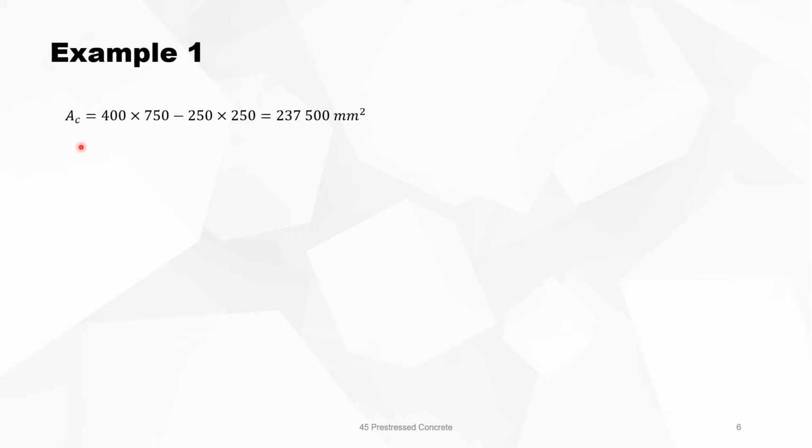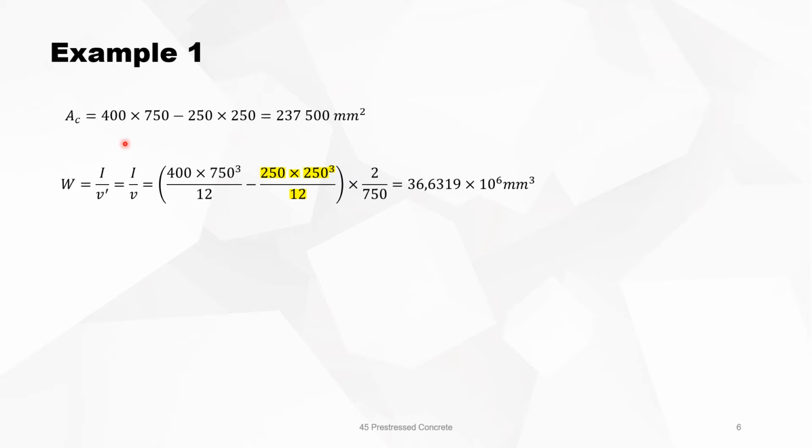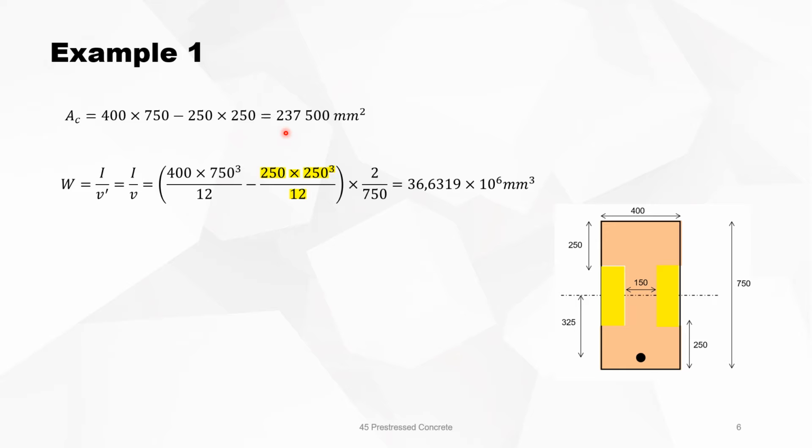The concrete area is then equal to 237,500. When you have an I profile, sometimes it's very easy to just use the subtraction rule. The W is I over V accent, or I over V, and again we are using the subtraction rule to calculate the moment of inertia. And V or V accent is 750, the total depth divided by 2.